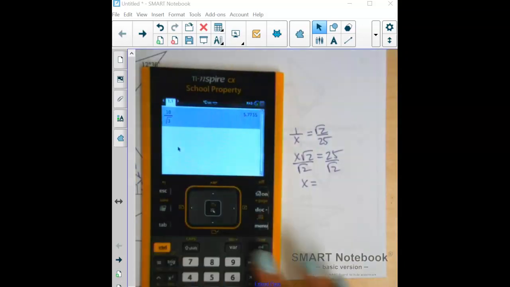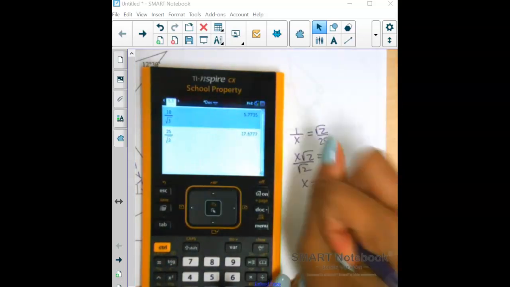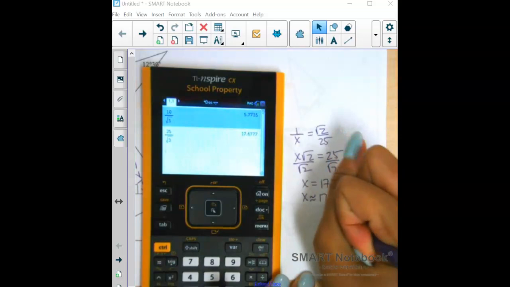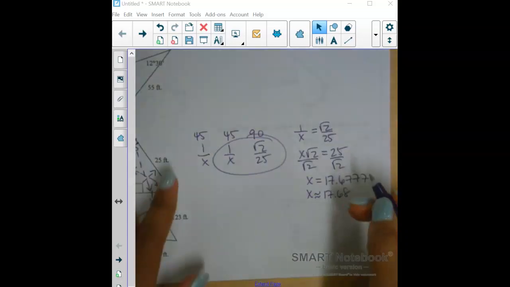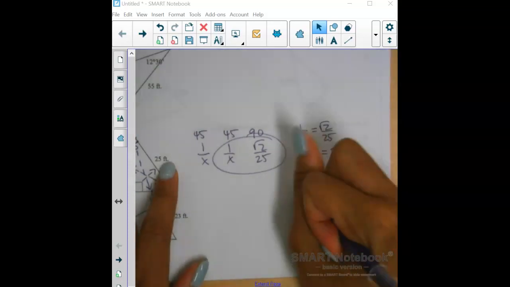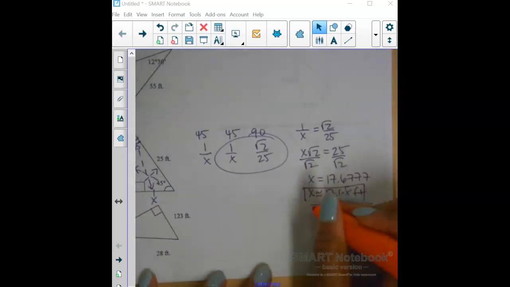We're going to do the fraction button again. And I'm going to put in 25 divided by the square root of 2. So we'll have 17.6777. I'm just going to round that to 2 decimal places. My units are in feet. Welcome back to the days of units. And we're going to round that answer.